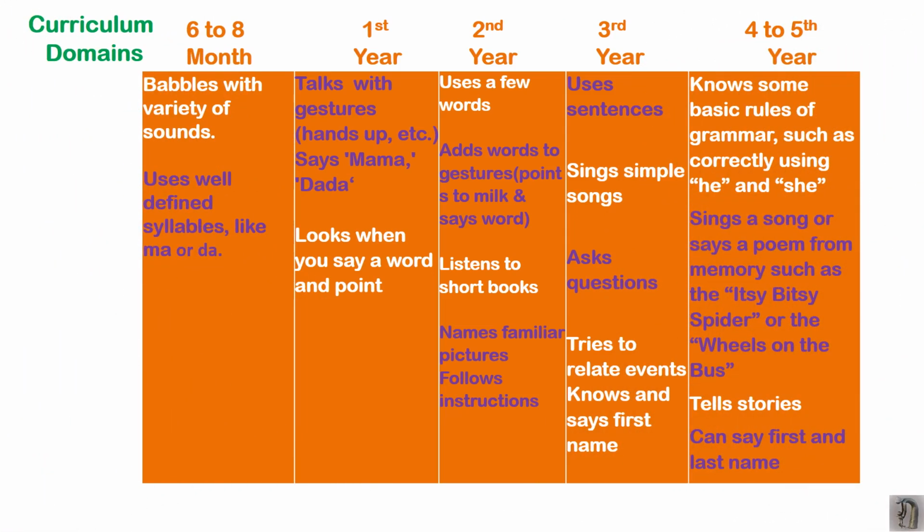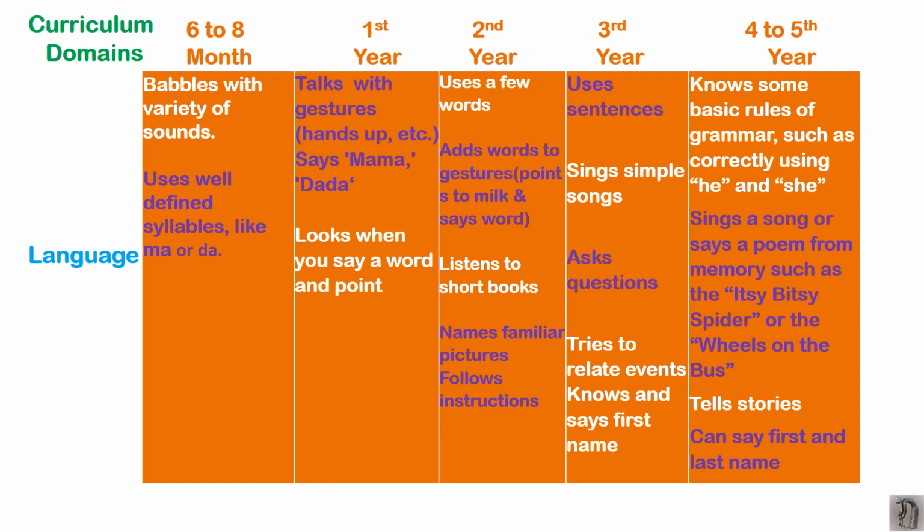Similarly, we are going to talk about language. Language is your second domain, which is very, very important to develop during early childhood. During 6 to 8 months, the child will be babbling with a variety of sounds, like jargon. We don't understand what kind of sound the child is making. Those sounds will develop at 6 to 8 months. When the child reaches the first year, he tries to talk with gestures, like hands up, saying mama, dada. So this is how the complexity level increases in the curriculum. Then he uses a few words to express his needs.